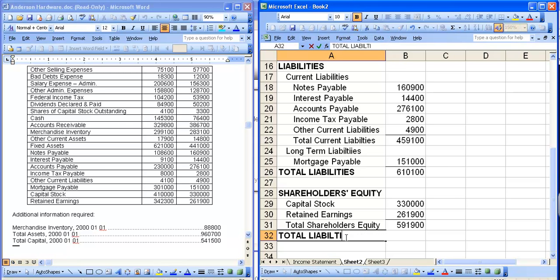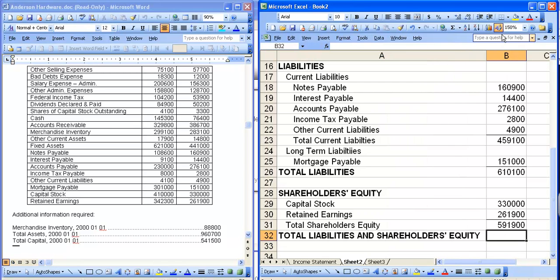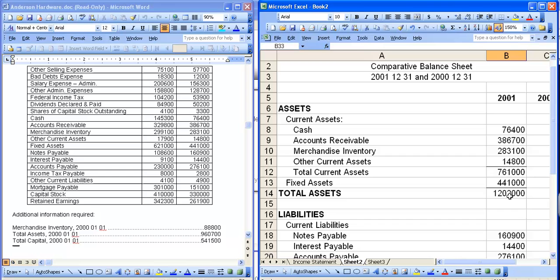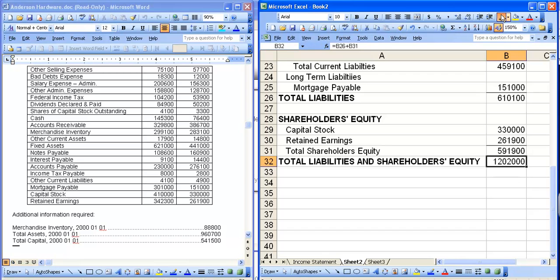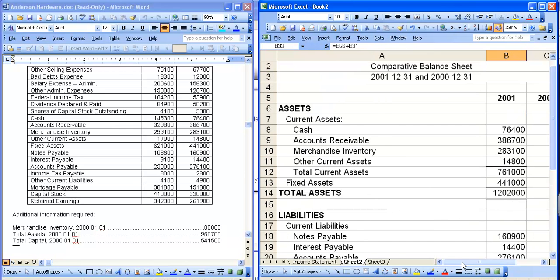And when we add that together with our liabilities to get total liabilities and shareholders' equity, those two numbers added together should equal our total assets. So total liabilities plus our total shareholders' equity equals 1,202,000, which is what our total assets equals. So we're going to double rule those amounts because they equal, and we're going to fill in the same form for the year 2000 amounts.